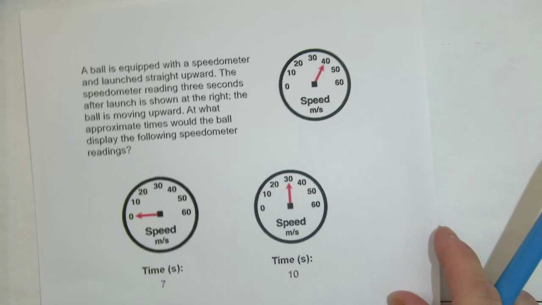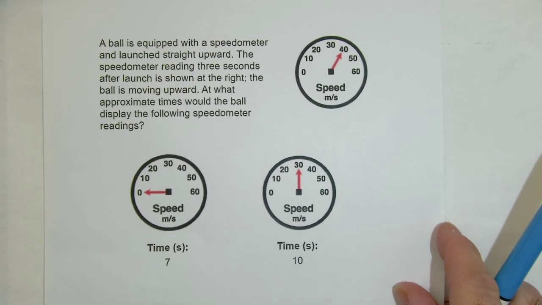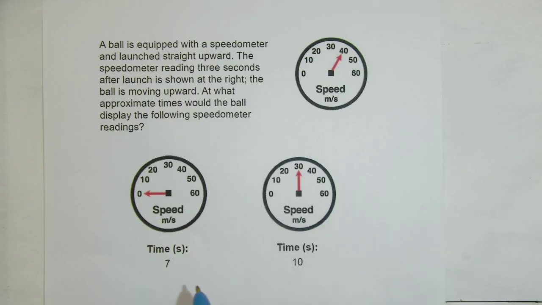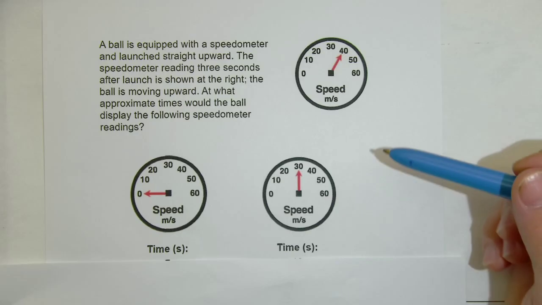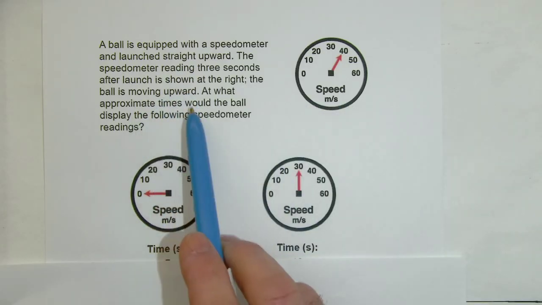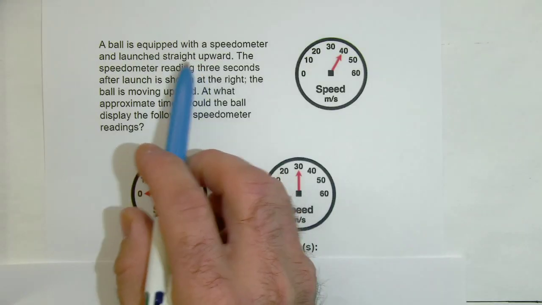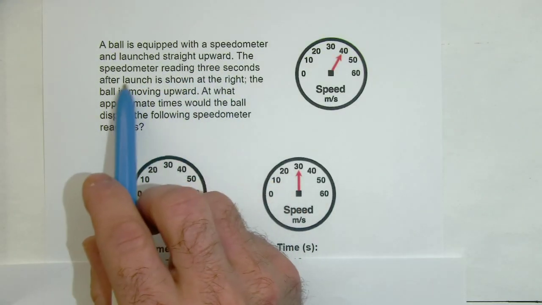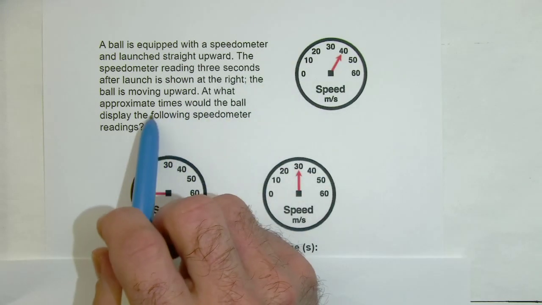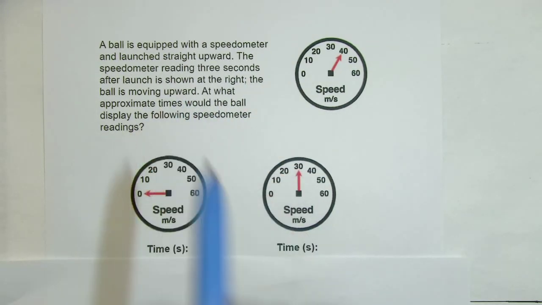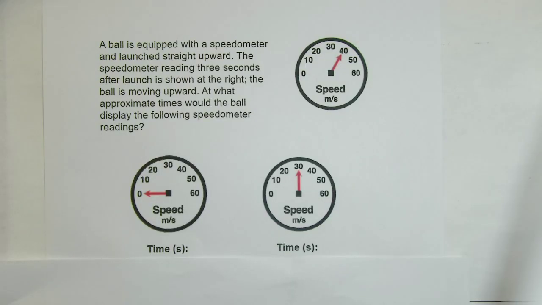Another type of question you'll see is something that could look like this. Now this one already has the correct answers in it, so I would remove that as if we didn't know the correct answers. And so what it would say is, you have a ball that's traveling. This is something you just kind of have to read and process. So it says the speedometer reading 3 seconds after launch is shown to the right. That's this one. And it says the ball is moving upward. That's a critical detail.